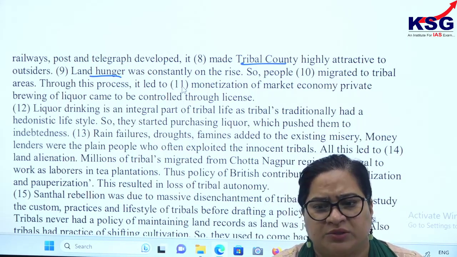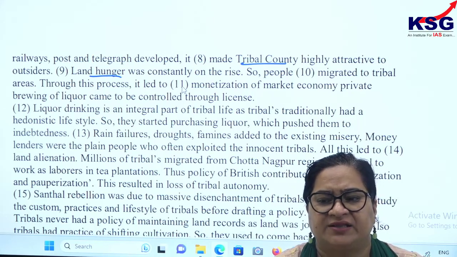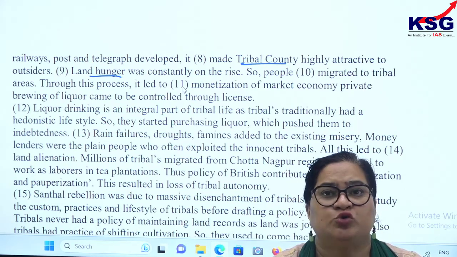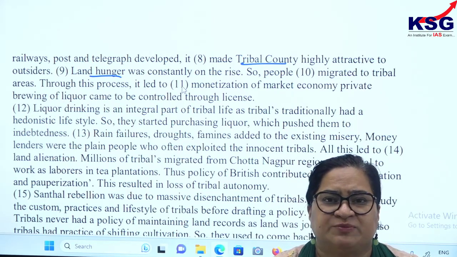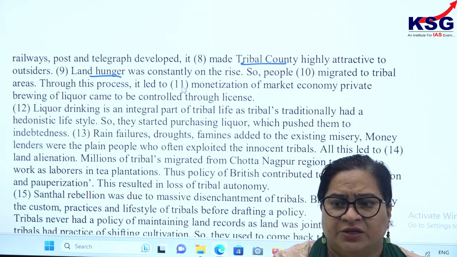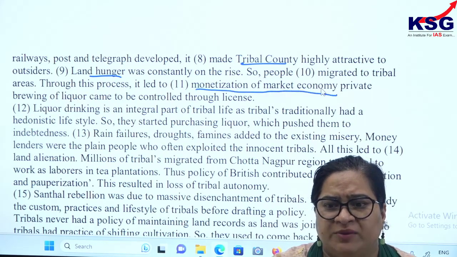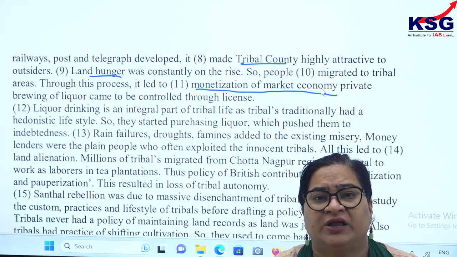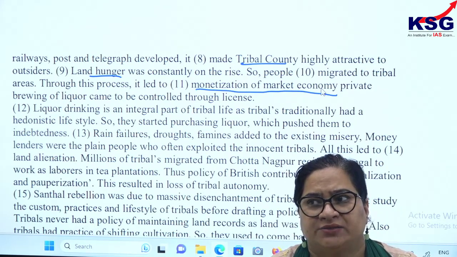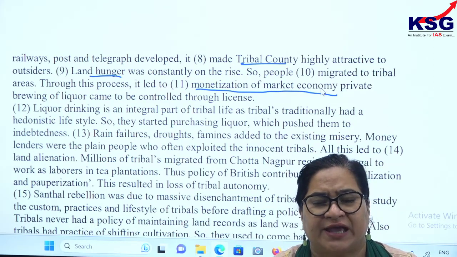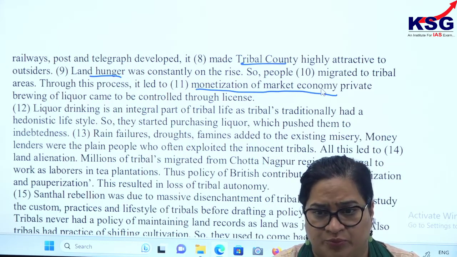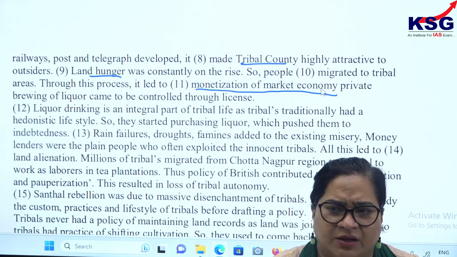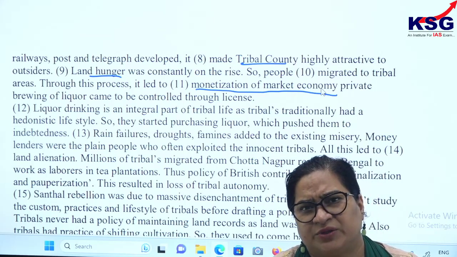So that's the reason why the British started reflecting on what kind of policy is required, because of which we can do away with the social unrest caused by the tribals. Anyway, you can talk about monetization of market economy. Because of monetization of market economy, private brewing of liquor was considered illegal, and tribals were in the habit of having their own locally brewed liquor and consuming that regularly, because tribals are associated to a certain extent with a hedonistic lifestyle.